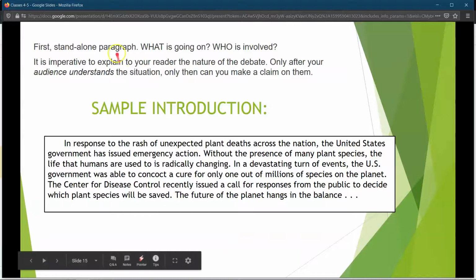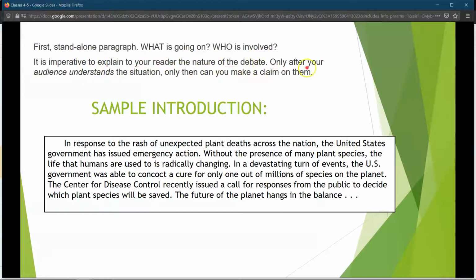So first, the standalone paragraph. What is going on? Who is involved? It is imperative to explain to your reader the nature of the debate. Only after your audience understands the situation, only then can you make a claim. So here is a sample introduction to that hypothetical situation we were talking about.